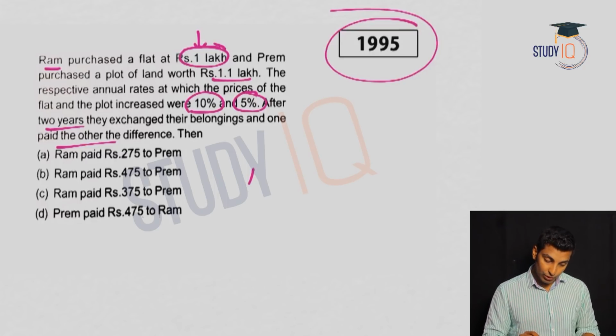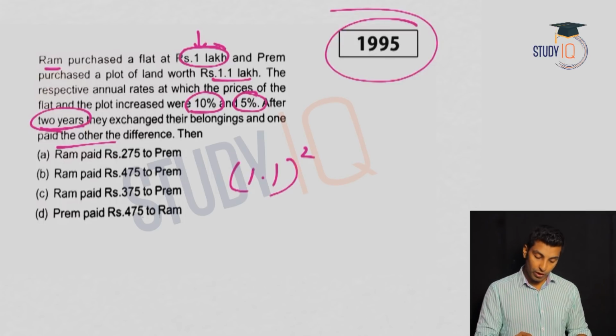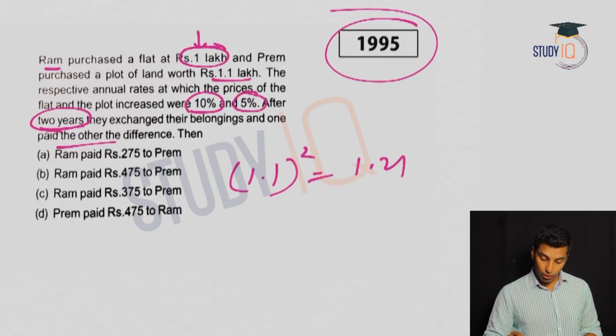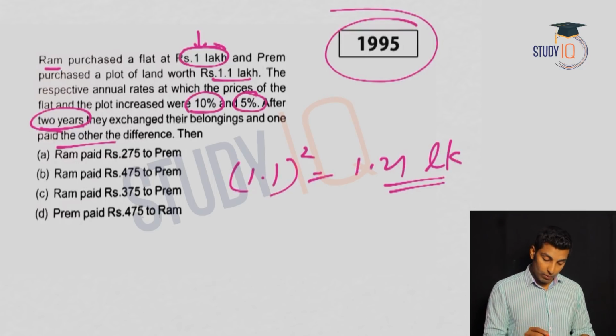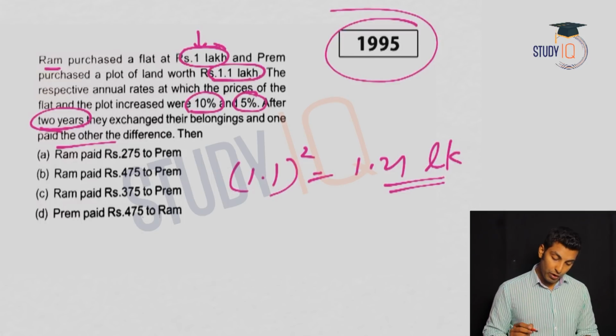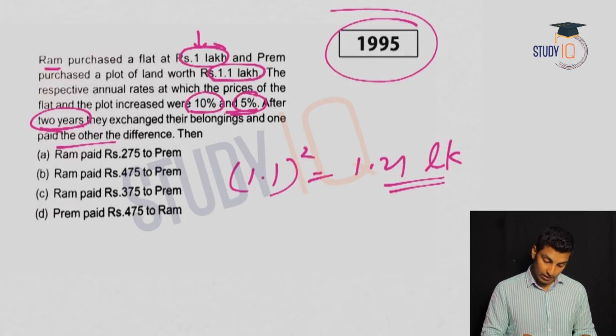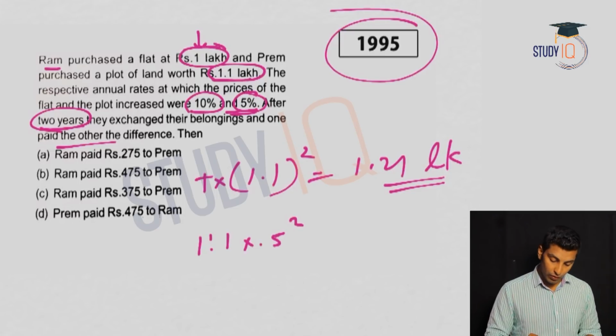That is 10%, so it is nothing but 1.1 squared, because 2 years. 1.1 squared means 1.21, so this is 1.21 lakh, 1,21,000. What about the second case? He bought it for 1.1 lakh and it increases 5% for 2 years.